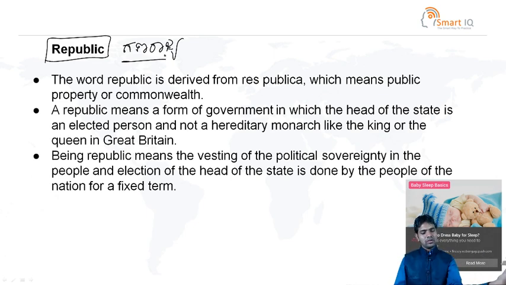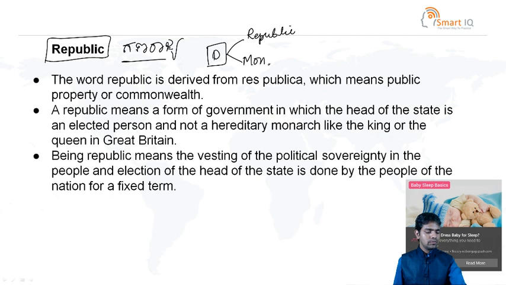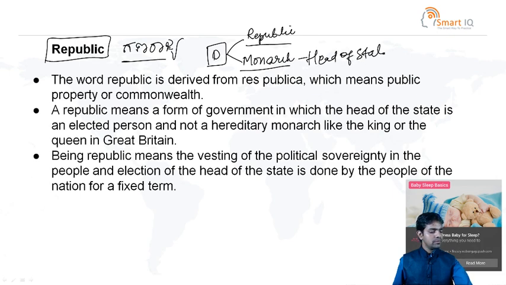You know that in most democratic countries there are two kinds of systems. One is called republic, and another one is called monarchy. So what is meant by republic? What is meant by monarchy? In the monarchy system of government, the head of the state is hereditary.